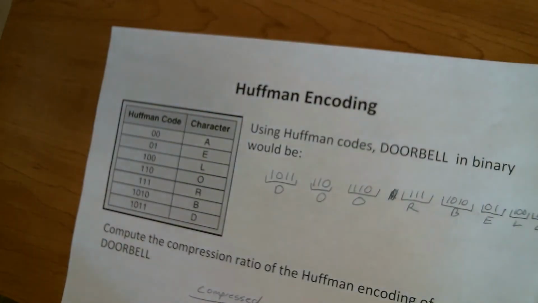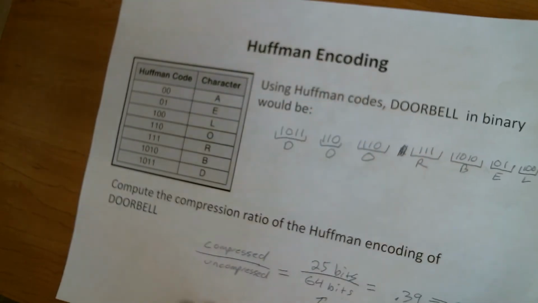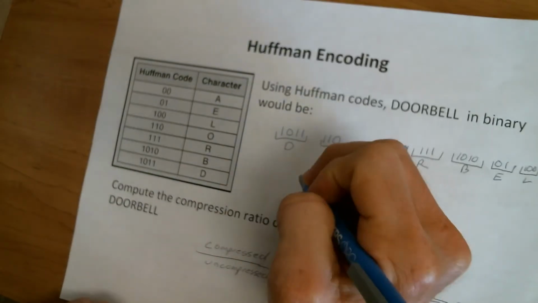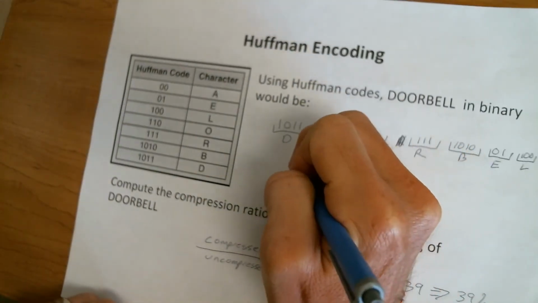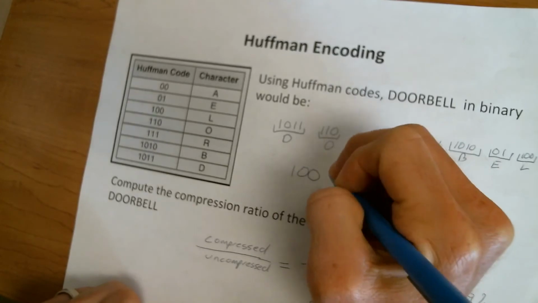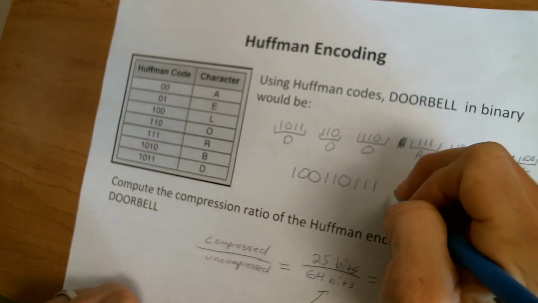Now, we just took the word doorbell and converted it to binary. Let's say that I wrote, let's see, what word can I make out of this? There's not a lot of choices here. Let's say I wrote out this: 1 0 0 1 1 0 1 1 1 0 1.